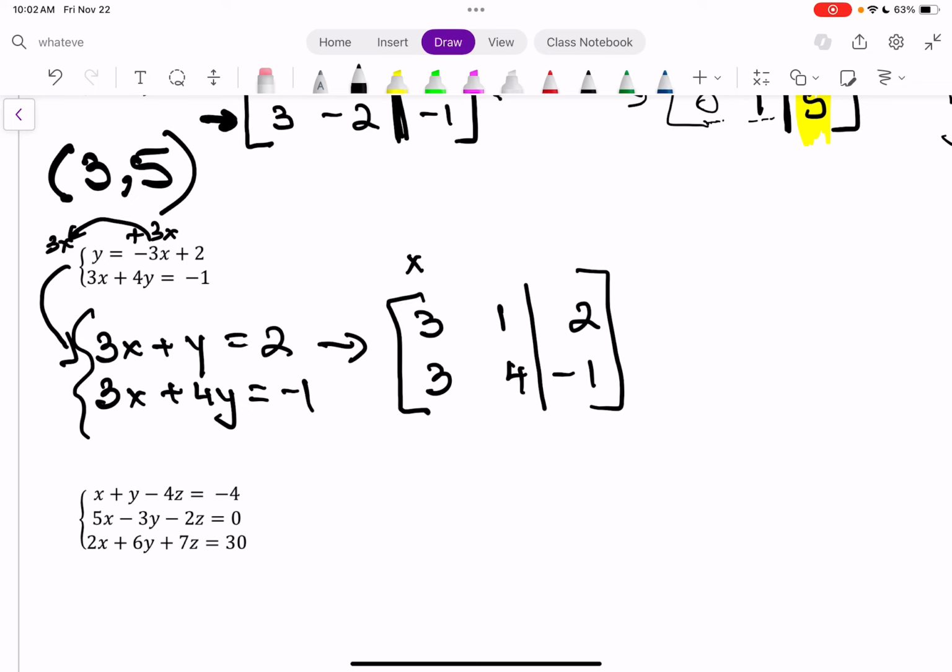You don't have to write this, but one more time I'm reminding you so you can verify. These are the coefficients of x. They're nicely lined up. Coefficients of y, nicely lined up. The equal sign, nicely lined up. 2 and -1.